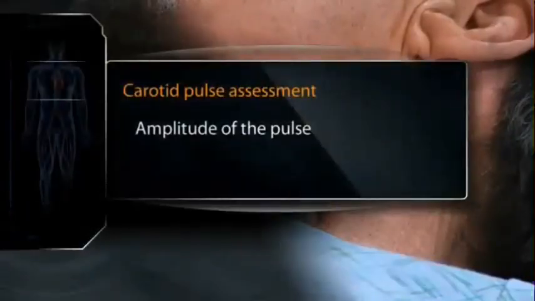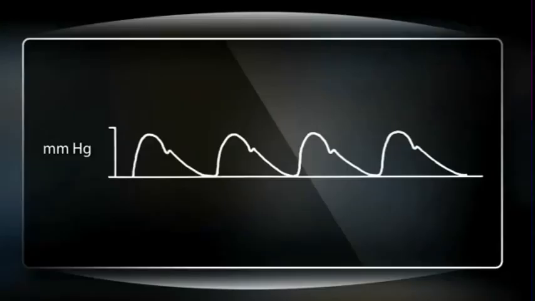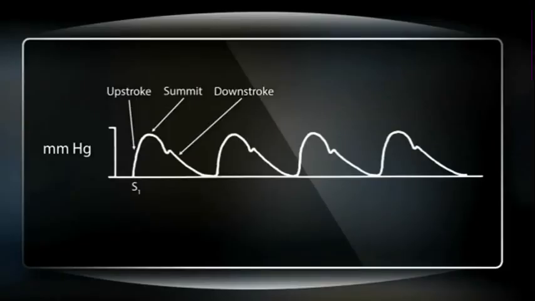Try to assess the amplitude of the pulse. This correlates reasonably well with the pulse pressure. This illustration represents the contour of the pulse wave, that is, the speed of the upstroke, the duration of its summit, and the speed of the downstroke. The normal upstroke is brisk, smooth, and rapid, and follows S1 almost immediately. The summit is smooth, rounded, and roughly mid-systolic. The downstroke is less abrupt than the upstroke.